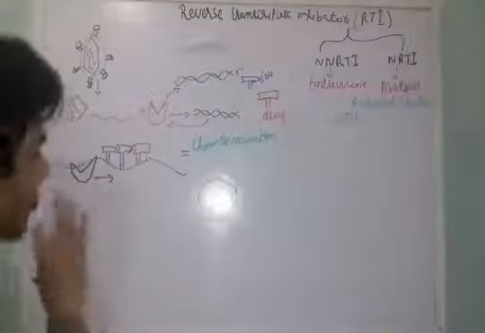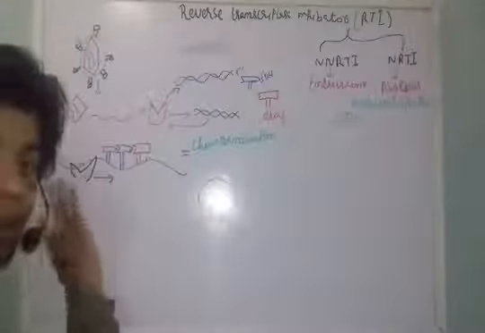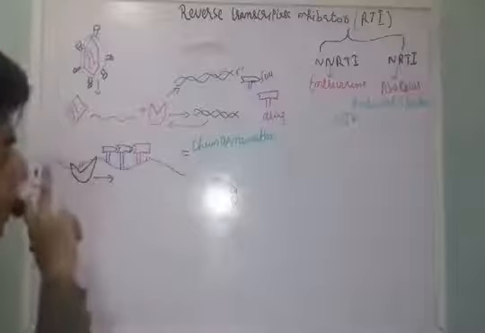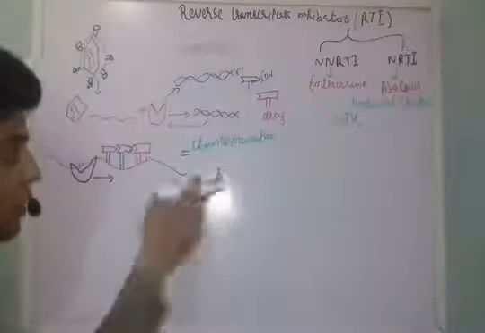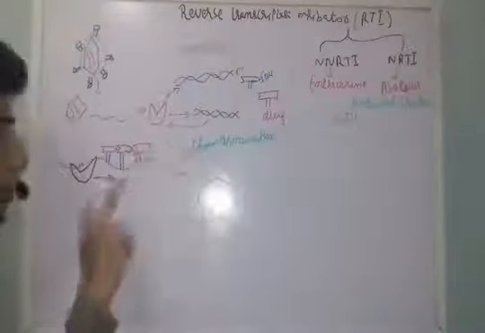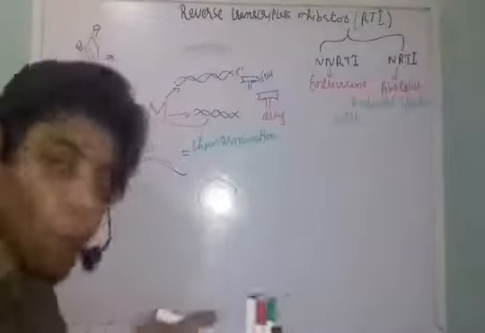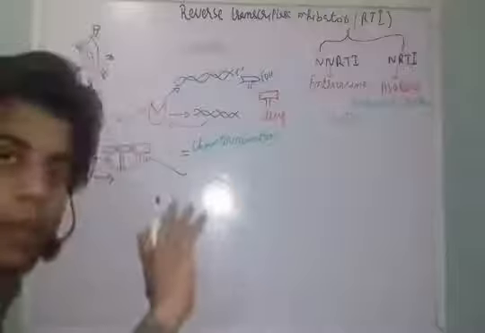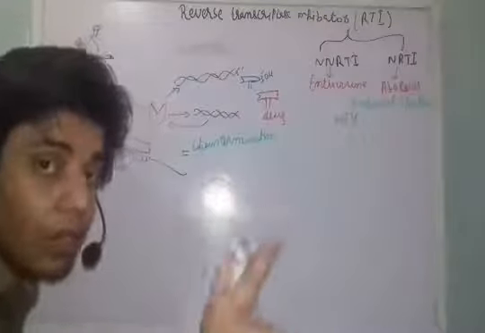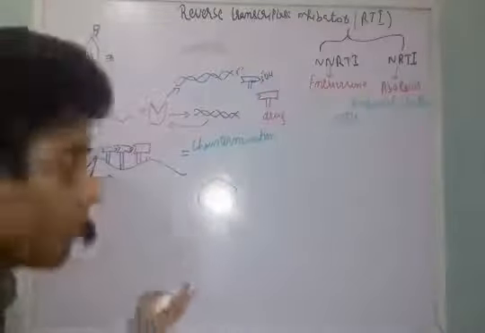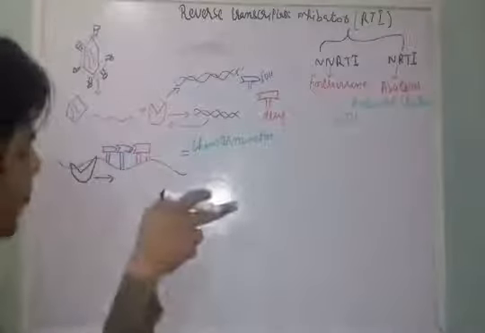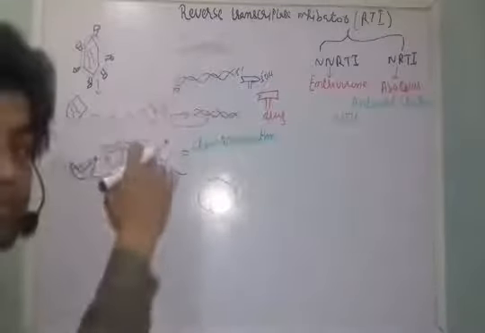The reverse transcriptase enzyme, whenever it is moving in this direction, then the nucleotide will be added. Fine. When the reverse transcriptase enzyme is moving, the nucleotide will be added. Otherwise, the nucleotide will not be added when this enzyme does not move. So it will move in this way, due to which the nucleotide will easily bind.